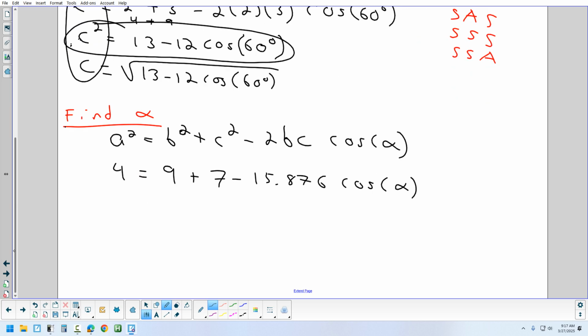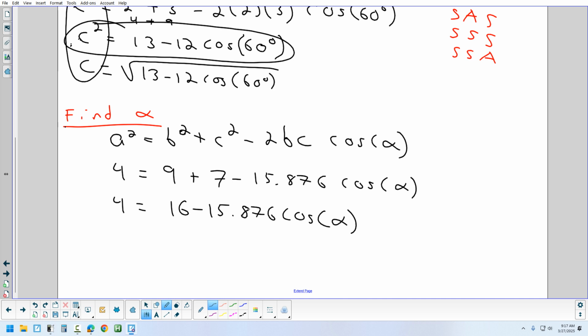All right, so what could I do first on the right-hand side? This doesn't involve moving anything to the left yet. Yeah, I can combine like terms. What are my like terms I can combine? 9 plus 7. Okay, yep, and what's 9 plus 7? 16. So that gives me 16 minus 15.876 cosine alpha. Okay, I can do that.